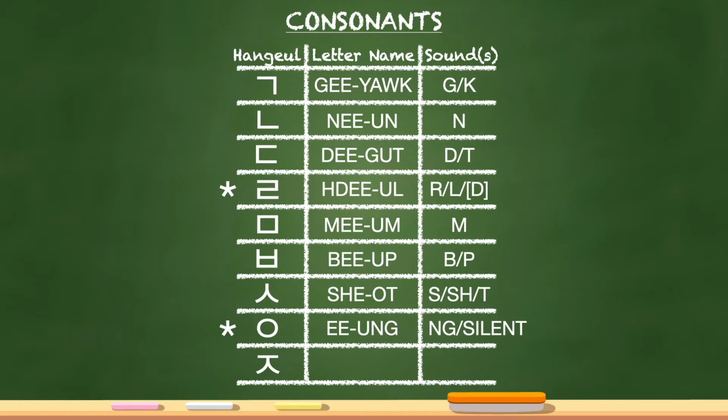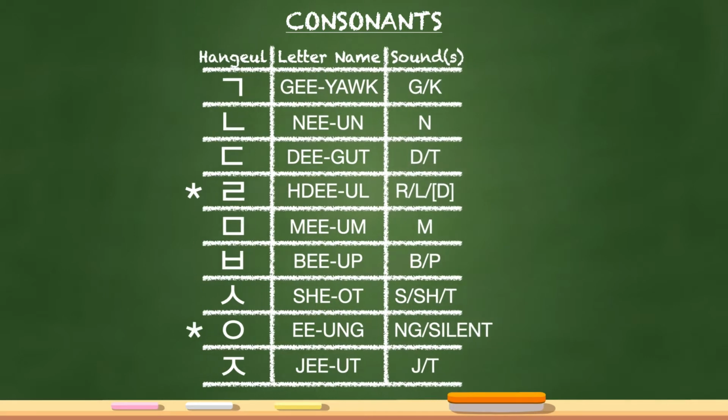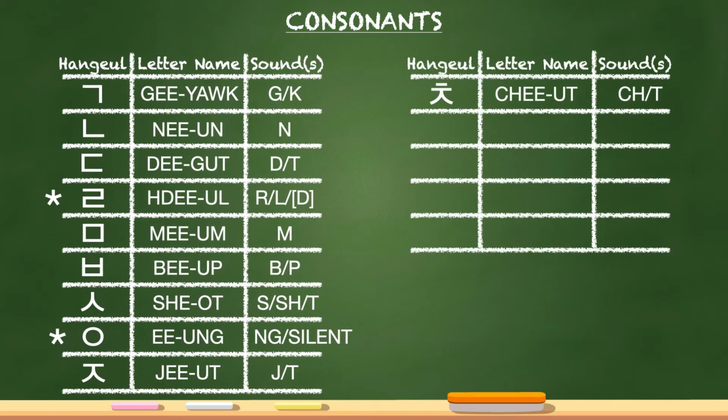Chiut. This letter is interesting because it's not exactly a J sound like jasmine and not exactly a ch sound like chide, but somewhere in the middle. Imagine trying to say jacket, but starting your J with more of a T sound. Jacket. Hopefully that helps you. Next up we've got chiut. Chiut.